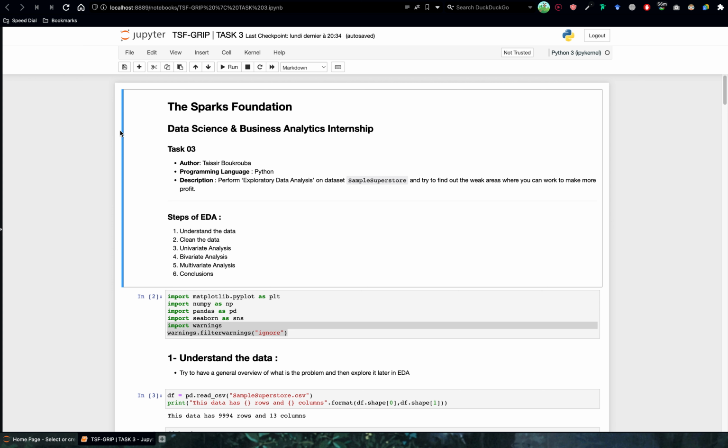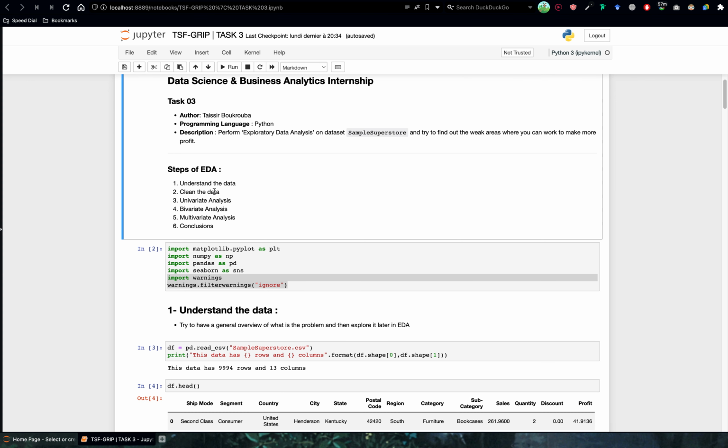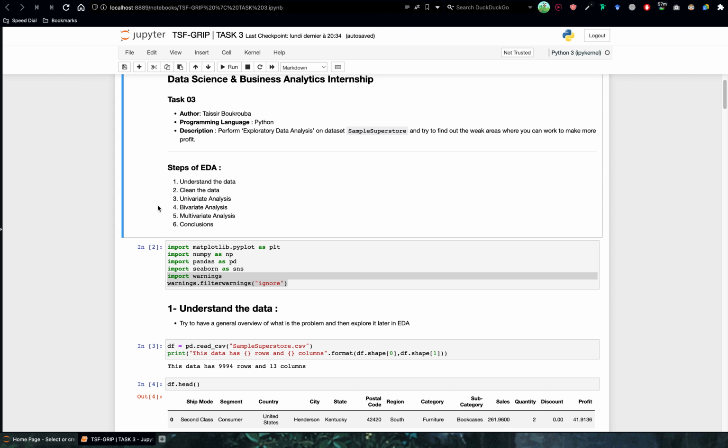This video is an overview of the third task, which is trying to perform EDA, or exploratory data analysis, on the dataset called Sample Superstore and try to find the weak areas where we can improve or make more profit. So we try to analyze this dataset and find which sectors or categories we can improve to make more money or more profit for this superstore.